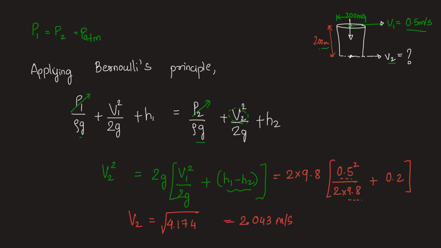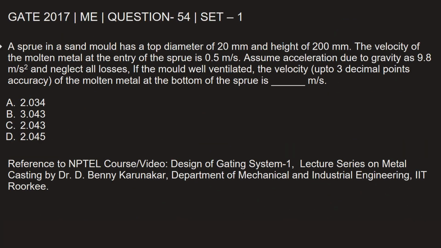Let's go back and mark the correct option. Options are very close. Be very careful while marking the option. So our answer is in option C, 2.043. So this is a problem from sand mold and it's a part of the gating system in metal casting.